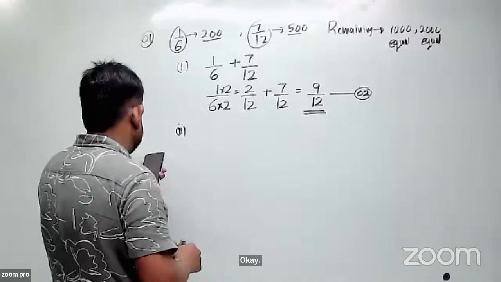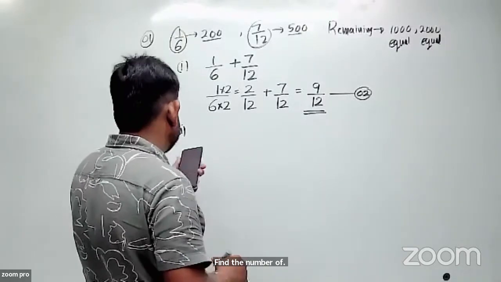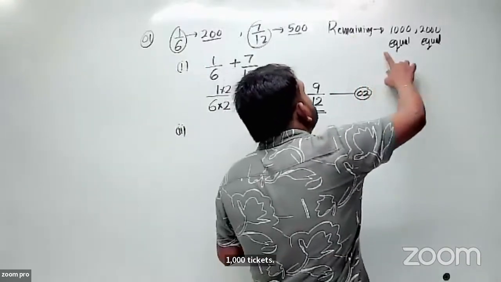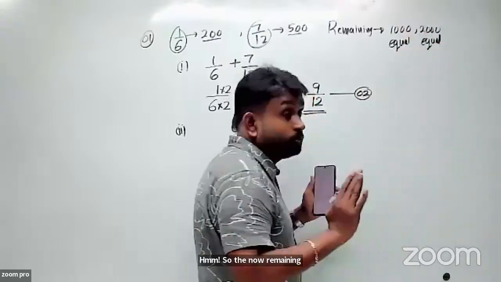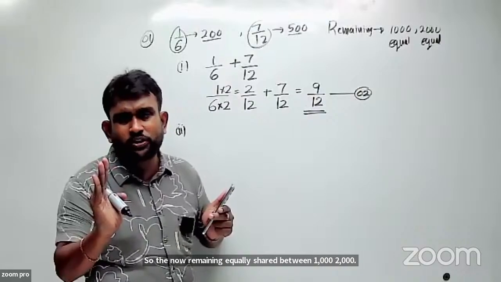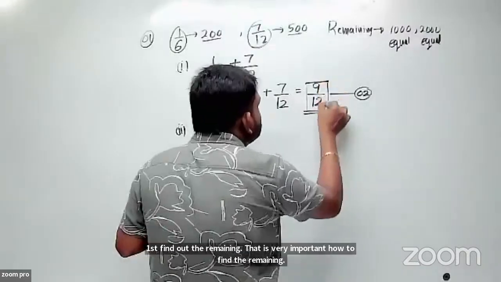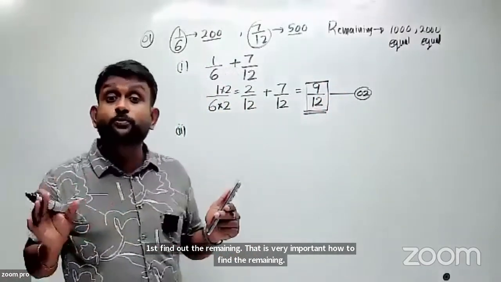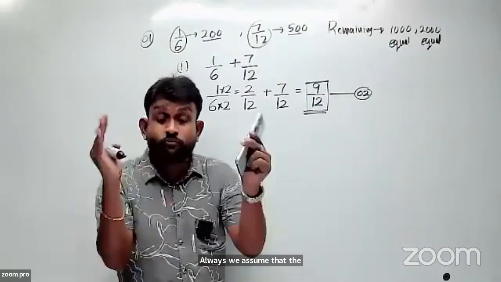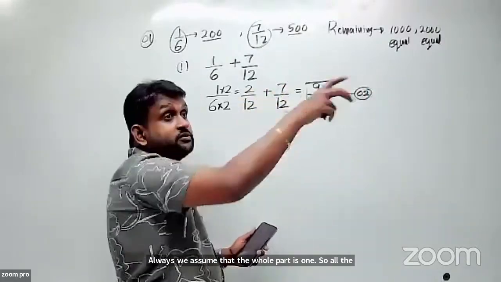Find the number of 1,000 tickets as a fraction of the total number of tickets. The remaining tickets are equally shared between the 1,000 and 2,000 tickets. First, find out the remaining. That is very important. 9/12 were sold. Always we assume that the whole is 1, and 9 upon 12 parts were sold.